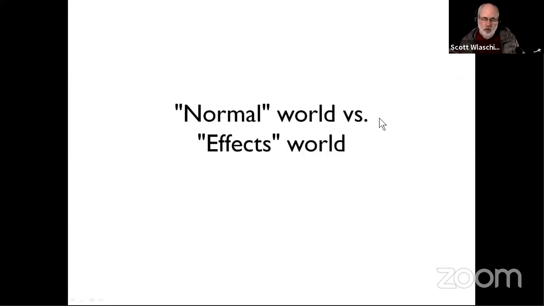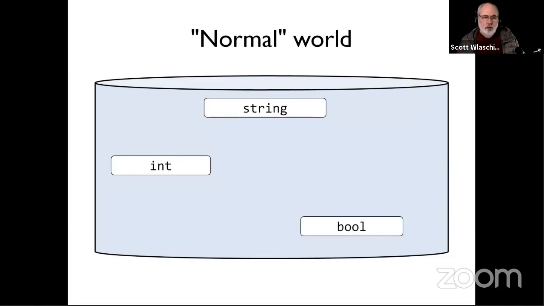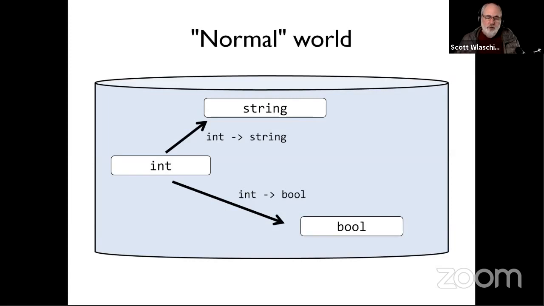So one thing I think might be useful to understand is that there's this kind of parallel world. There's a normal world with normal strings and normal things in it. And then there's a kind of parallel universe, an effects world. Right, so here's a normal world, and there's a string, and there's an int, and there's a boolean, and there's functions that turn ints to strings, and there's functions that turn ints to booleans, and so on and so forth. Right, so this is kind of the normal world of things we work with as programmers.